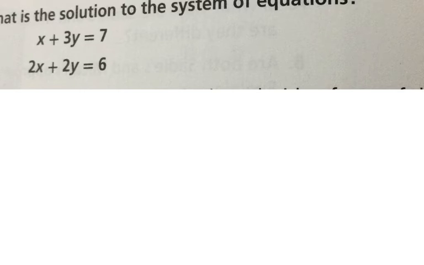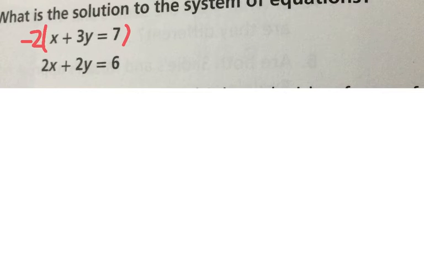So here's what I would do. I would look, do I have any variables that have a 1 in front of them? Yeah, this x. So that's the easiest one to manipulate. It's a 1 right now, and if I wanted to make it eliminate with a 2, I would want it to become a negative 2. So how can I make 1 become negative 2? I can multiply it by negative 2. So I'm going to multiply everything in the first equation by negative 2.